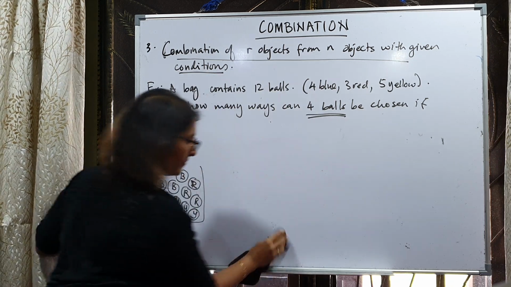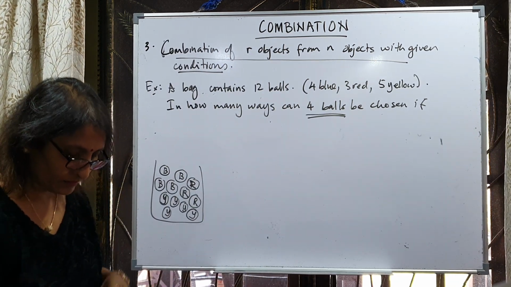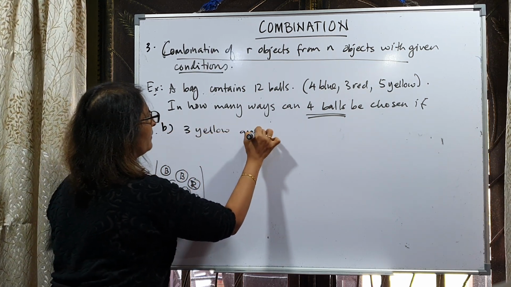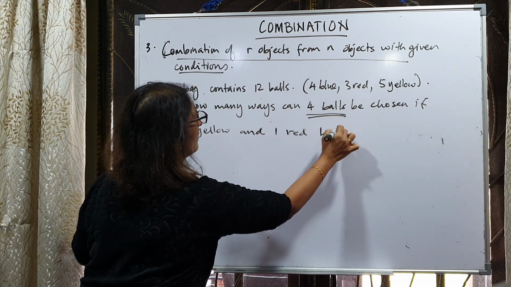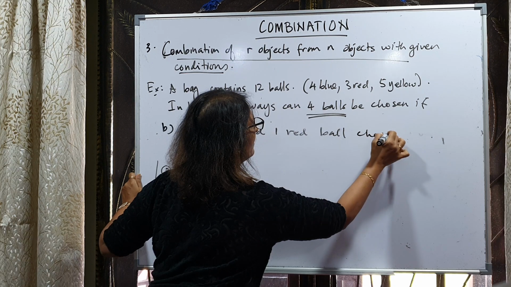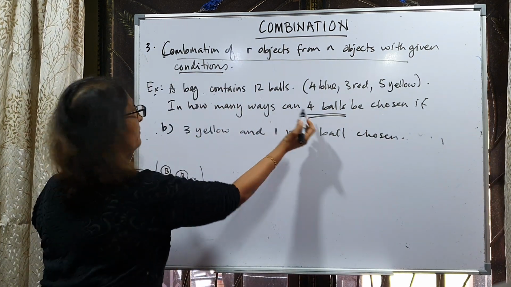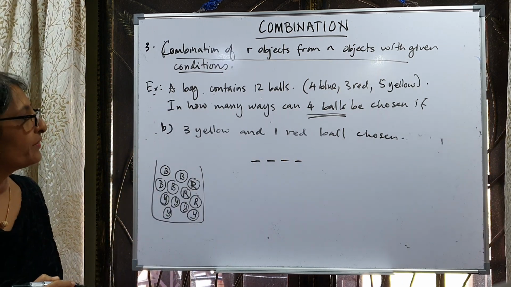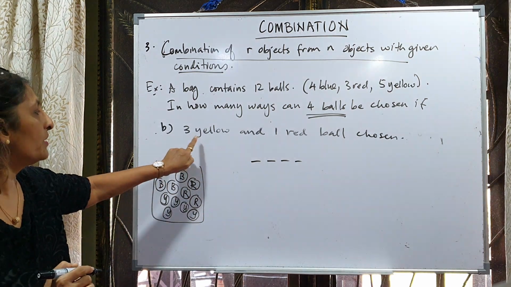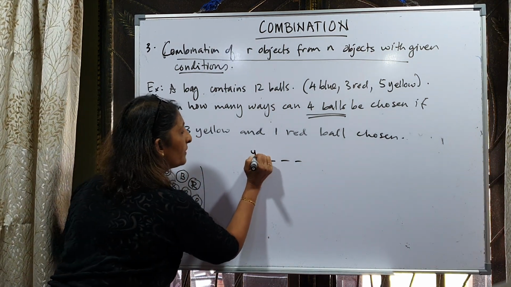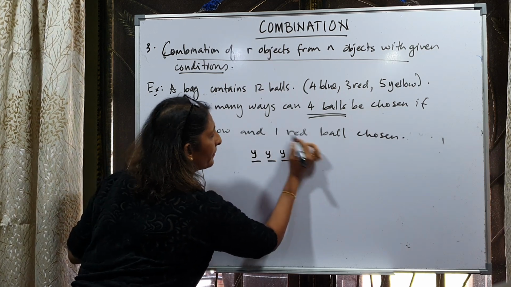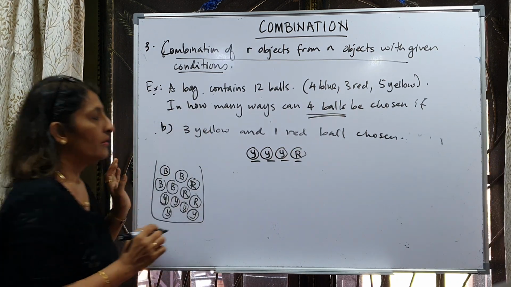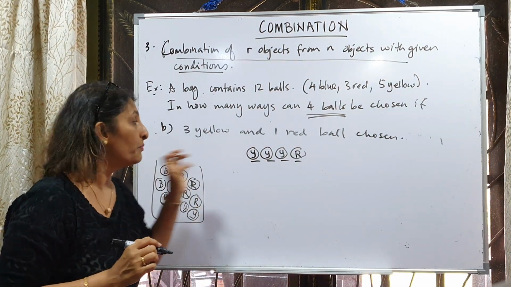B. 3 yellow and 1 red ball chosen. Okay. Now we are still doing the same question. 4 balls are going to be picked, so we can say you have 4 dashes. 3 yellows and 1 red ball must be chosen. So this is the condition. You must have 3 yellows. So what we do, we fix it here. Yellow, yellow, yellow, and 1 red. So we put the red. Okay, you got 3 yellows and 1 red. Okay. Remember, we are not arranging them in a row. We're just picking them out.